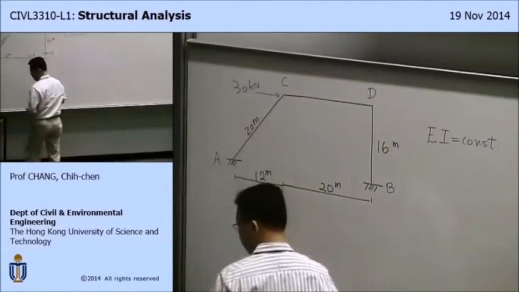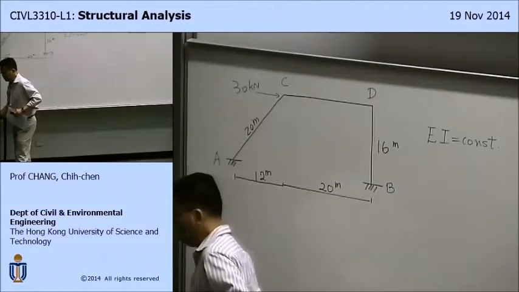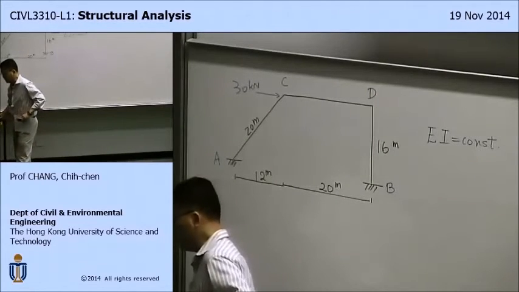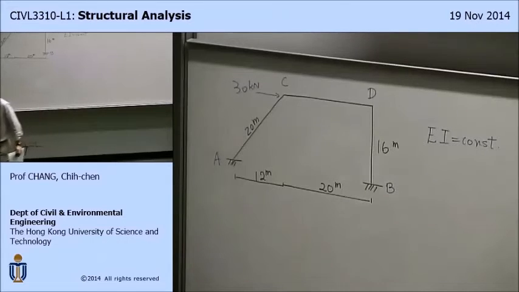All right, so here is a two-dimensional frame with non-rectangular configuration under a point load of 30 kilonewtons. So I want to solve this using slope deflections.